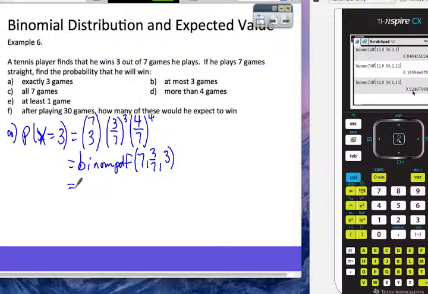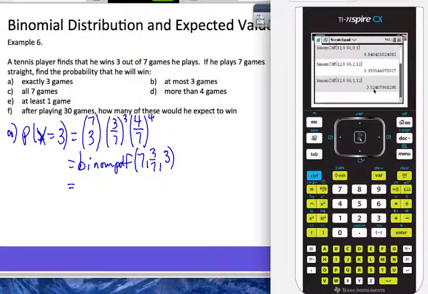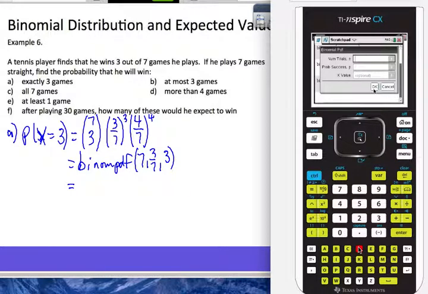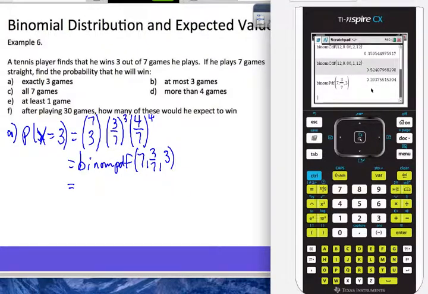And so on your calculator, we'll go Menu, option 5, option D. The number of trials, 7. Probability of success on each trial, you can put the fraction right into the calculator, 3/7. And the number of successes that we're looking for, your x value, is 3. We okay it, and it's 0.294.